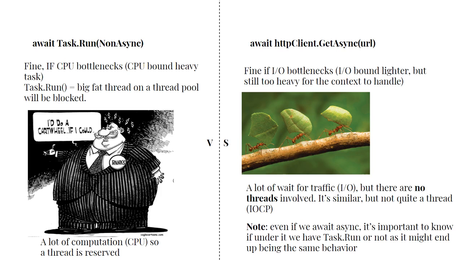So if you don't do much on a task which runs on a CPU-bound thread, you shouldn't have called it with Task.Run. Task.Run should be called only for something which has really heavy processing, really heavy, intense CPU-wise task.